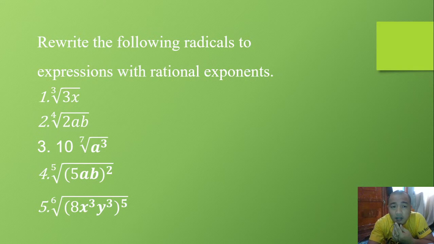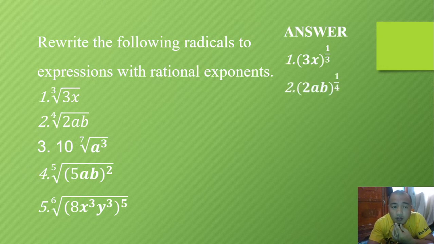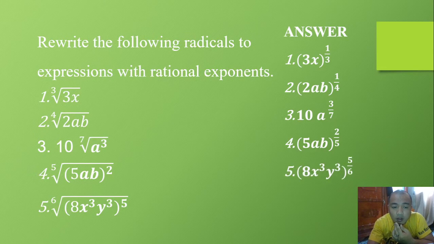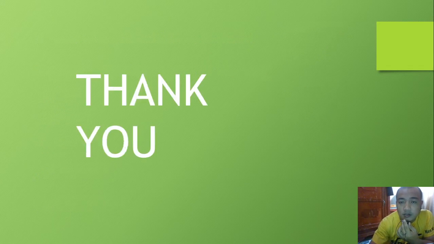Rewrite the following radicals as expressions with rational exponents. Number 1, quantity 3x raised to 1/3. Number 2, quantity 2ab raised to 1/4. Number 3, 10a raised to 3 over 7. Number 4, quantity 5ab raised to 2/5. And number 5, quantity 8x cubed y cubed raised to 5/6.